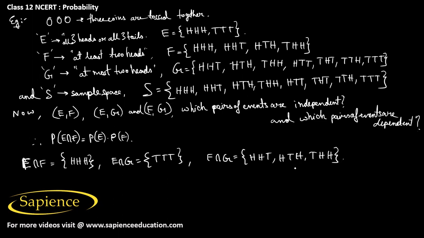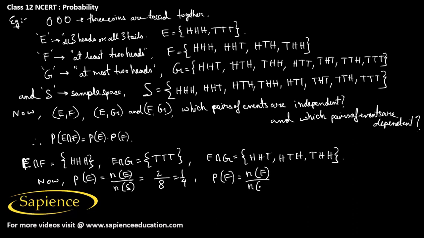So these three events. Now we need to find the probability of the event E. That will be the number of elements in the event E divided by the number of elements in the sample space S, meaning all possible outcomes. So the number of elements in E is 2 by 8, that is 1 by 4. And the probability of the event F will be the number of elements in F divided by the number of elements in S. So that will be 4 by 8, that is 1 by 2.